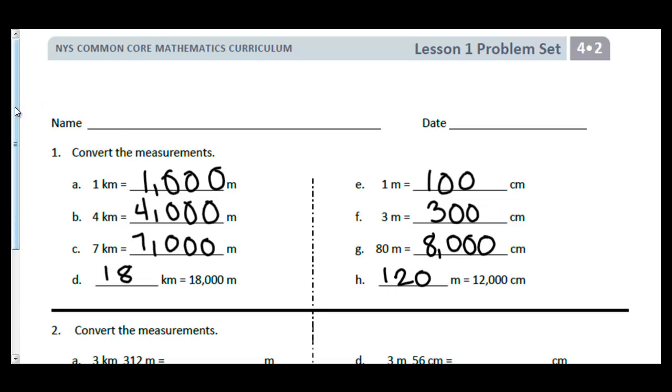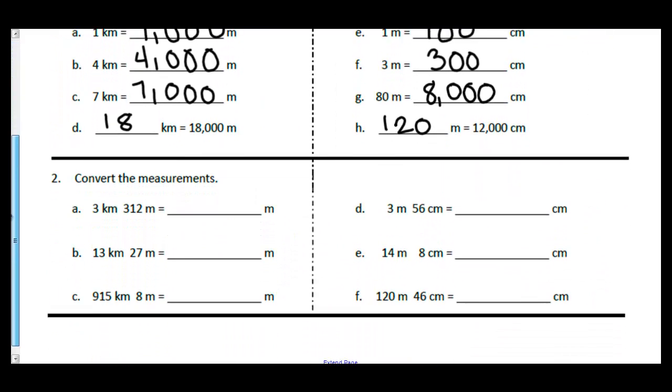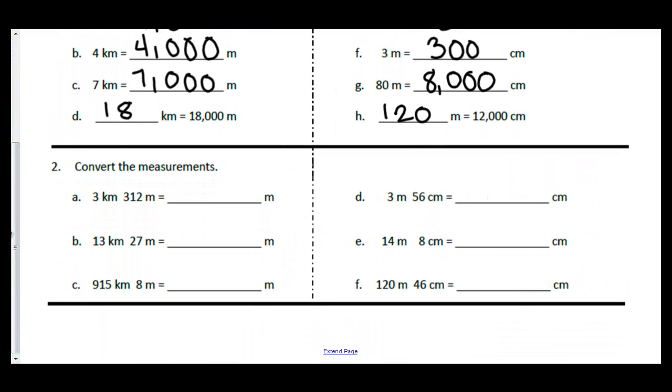Looking for patterns here. So now we're going to do something just a little bit more difficult. This time we have 3 kilometers and 312 meters. So first of all, I'm going to convert these kilometers to meters. So if I have 3 kilometers, I know that that is 3,000 meters. So 3,000 plus 312 would be 3,312 meters.